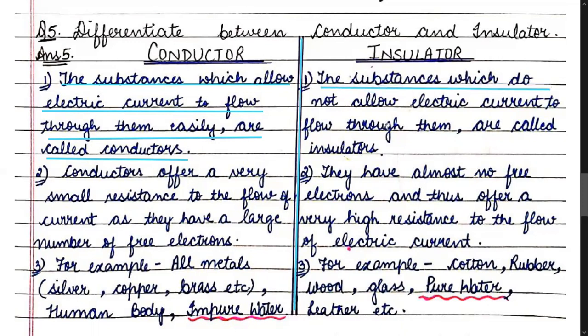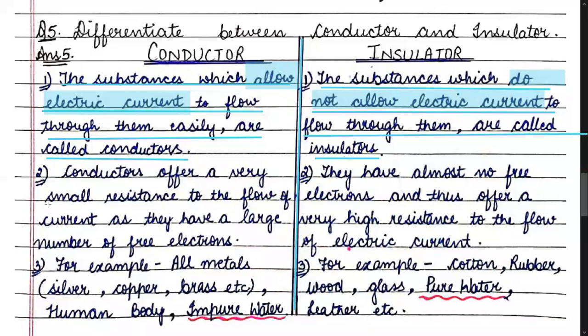The substances which do not allow electric current to flow through them are called insulators. See, we have compared the two things in similar points. That is, the substances which allow electric current to pass through them are known as conductors, and the substances which do not allow electric current to flow through them are known as insulators. Now, the next point is very important.